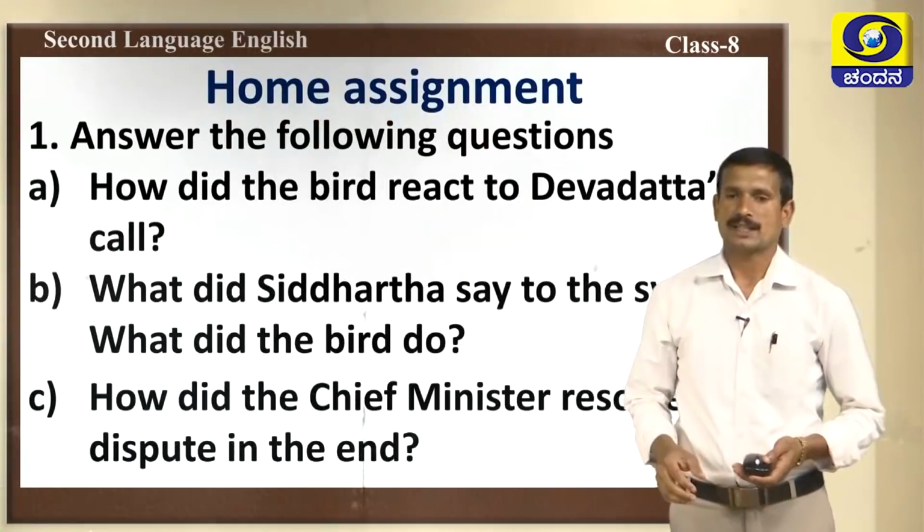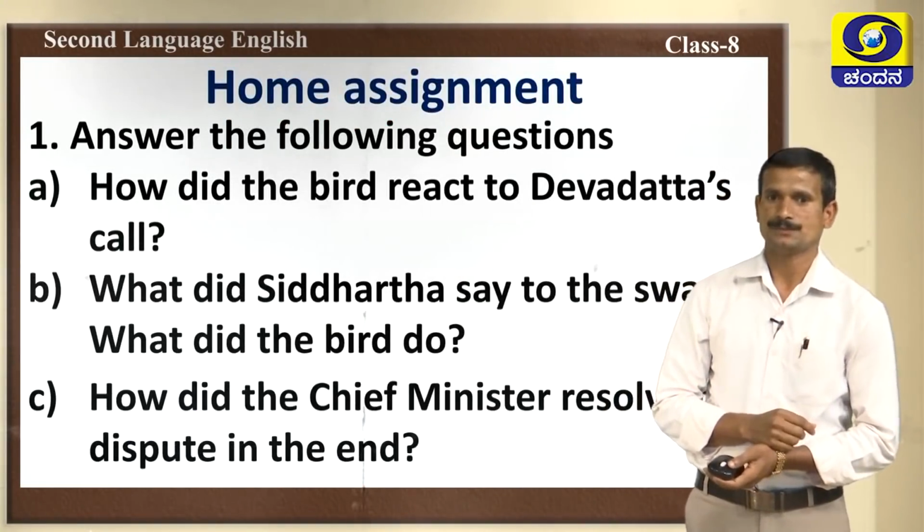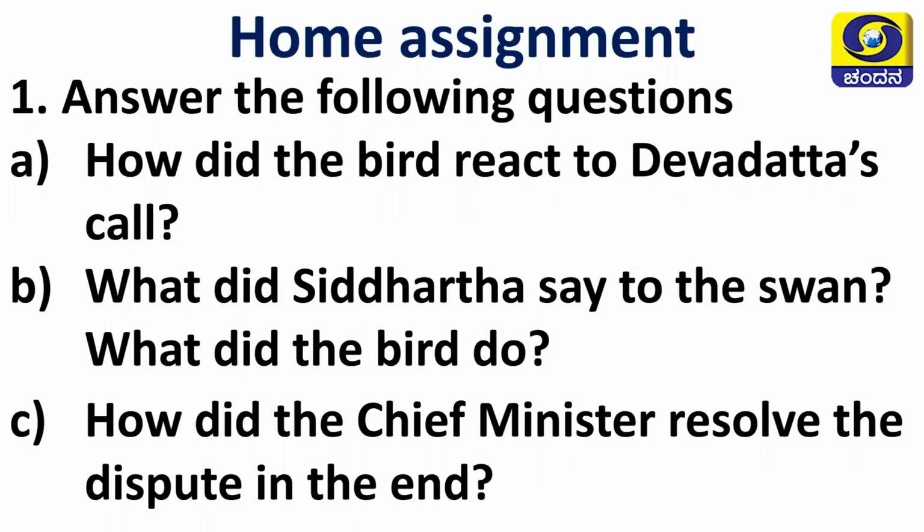That is. Okay. Take the home assignment. Answer the following questions. The first question is, how did the bird react to Devadatta's call? Second question is, what did Siddhartha say to the swan? What did the bird do? The third one, how did the chief minister resolve the dispute in the end? In is there. Next one.